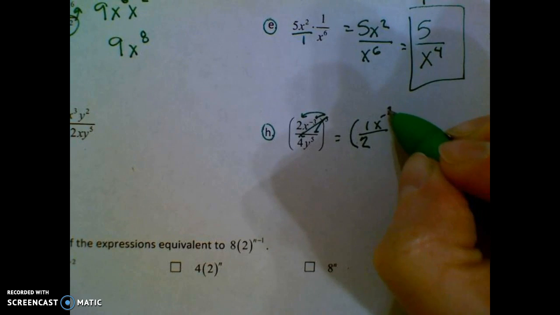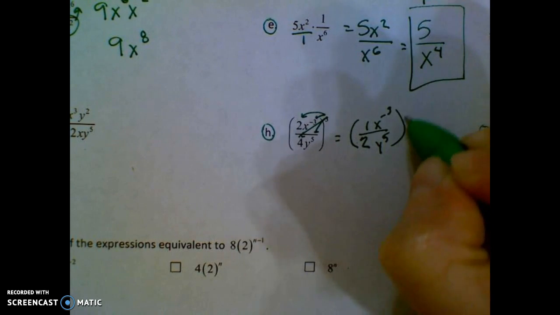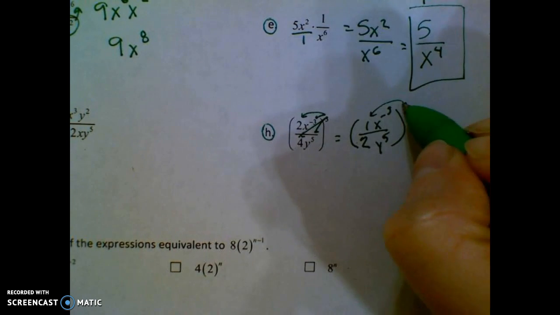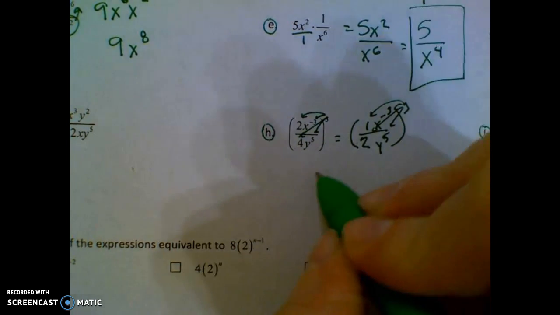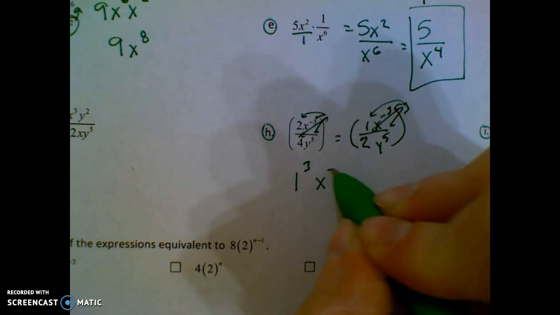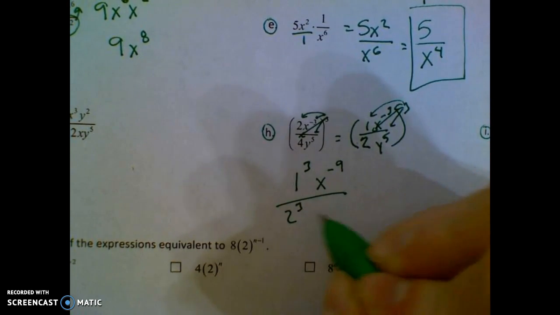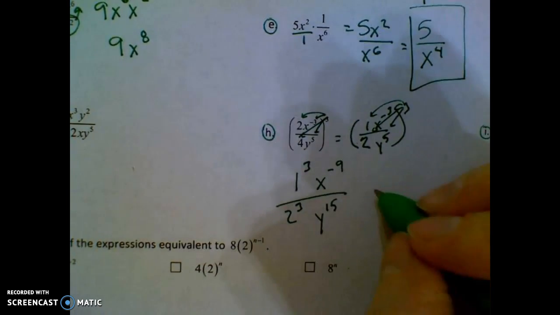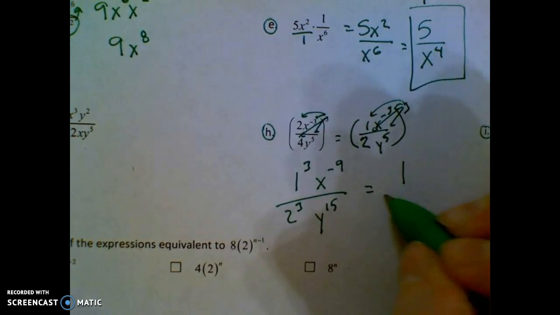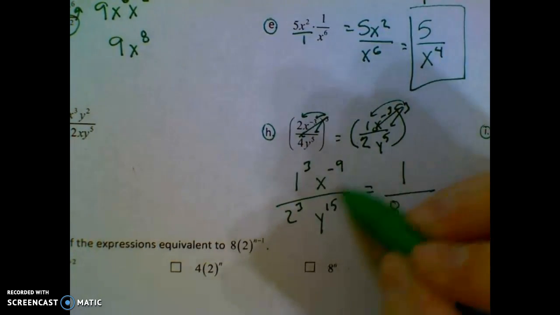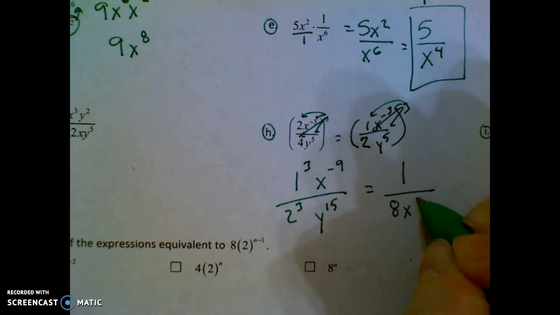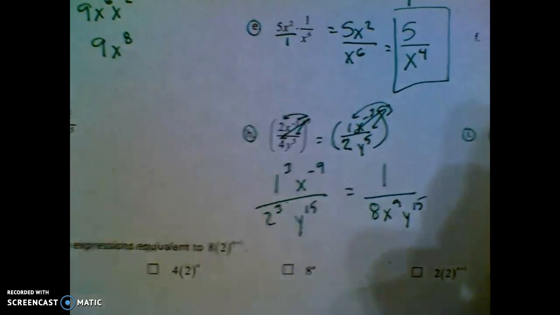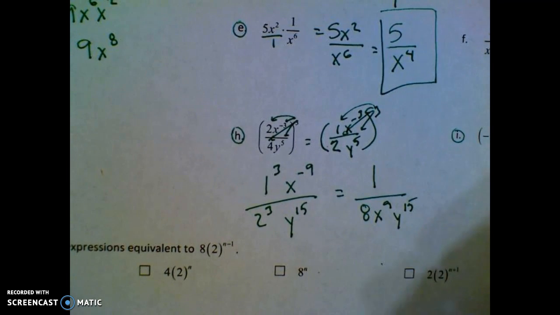The problem's not too different than the original, but I do want to reduce that. I don't want to have to multiply or reduce at the very end. So anywho, now I'm going to put 3 to all those guys. So I'm going to have 1 cubed, x to the negative 9, 2 cubed, and y to the 15th. Alright, well 1 cubed is just 1. 2 cubed is 8. X to the negative 9, I need to move him downstairs to make him positive 9. And y to the 15 is fine where he's at downstairs. So nothing else changes and I'm done.